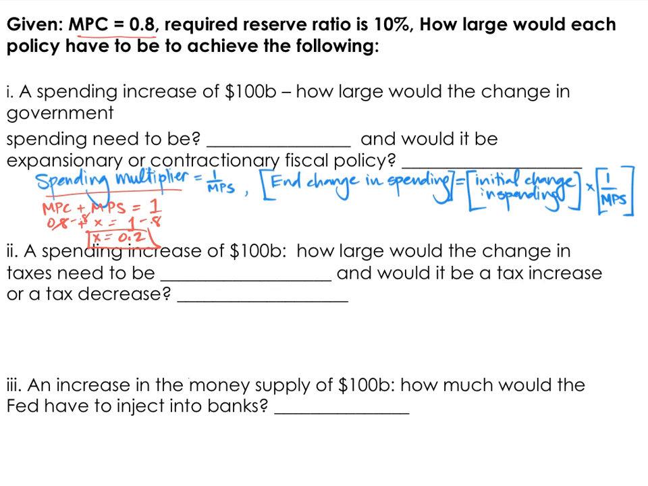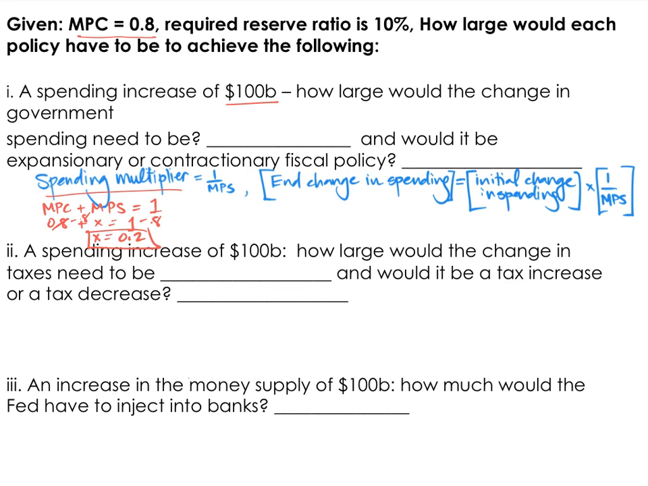And the generalized multiplier equation goes like this. The end change in spending is always equal to the initial change times the multiplier in question. So we have 2 of the 3. We need to solve for the third. What pieces of information do we have?